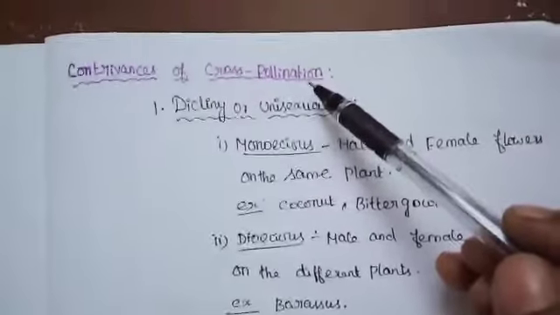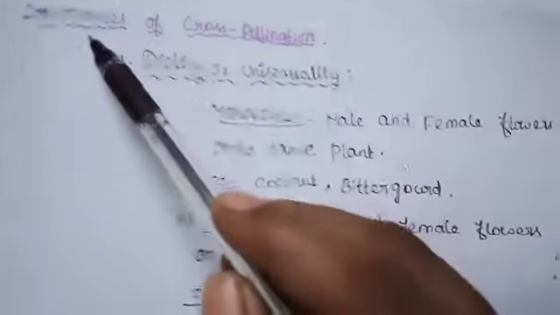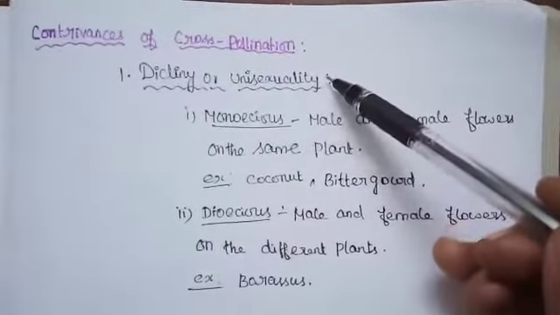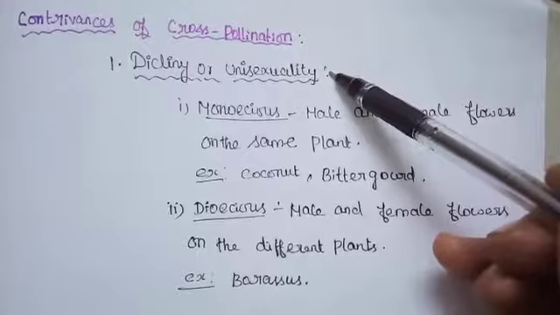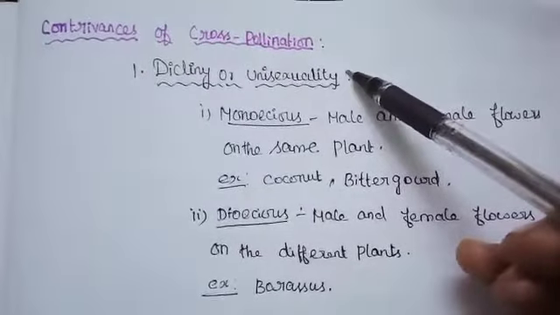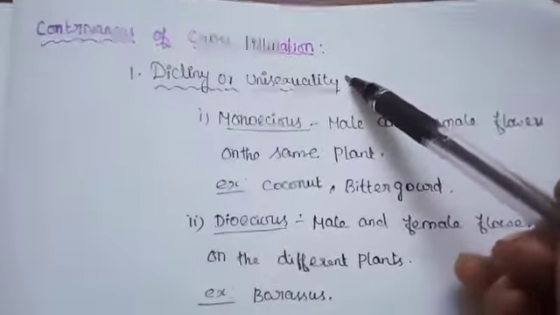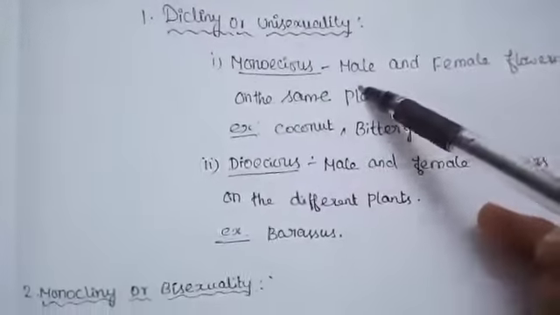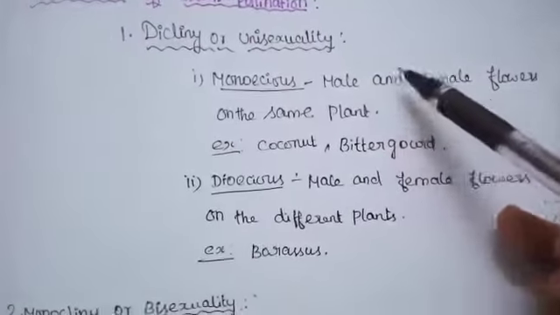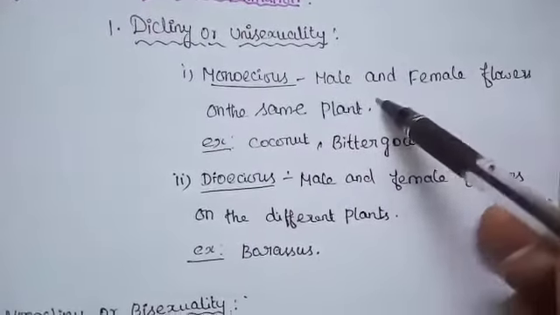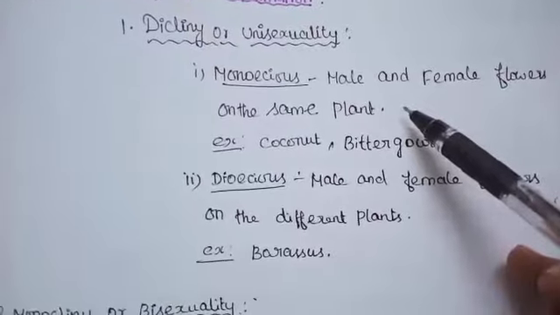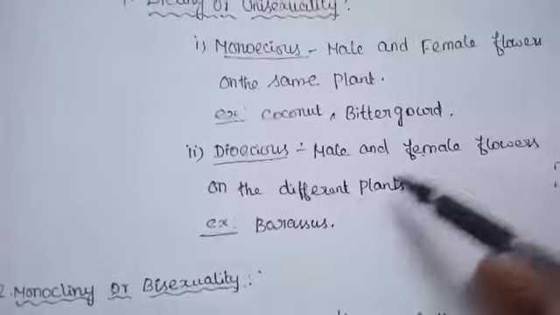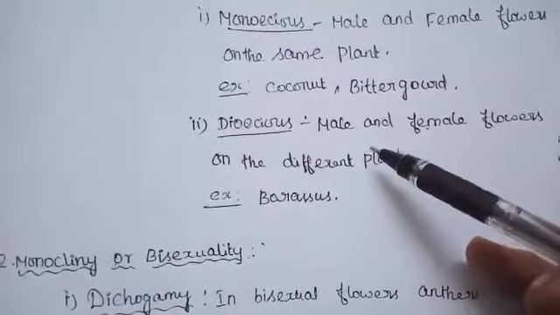Next, contrivances of cross-pollination. Several methods of cross-pollination exist. The first one is dicliny or unisexuality. When the flowers are unisexual, only cross-pollination is possible. There are 2 types, monoecious and dioecious. What is monoecious? You know very well already: male and female flowers on the same plant. Example, coconut, bitter gourd. But dioecious: male and female flowers on different plants. Example, Borassus, Carica papaya.